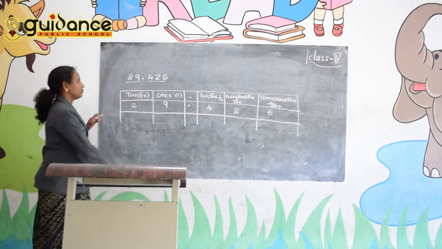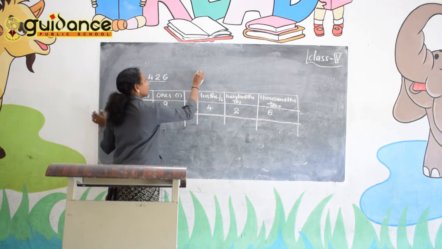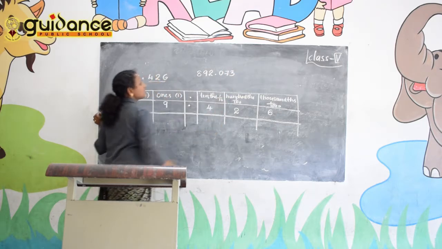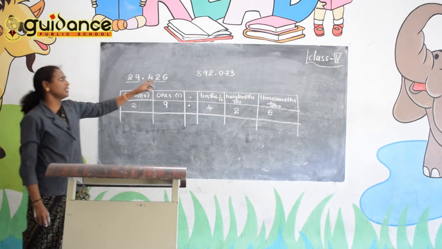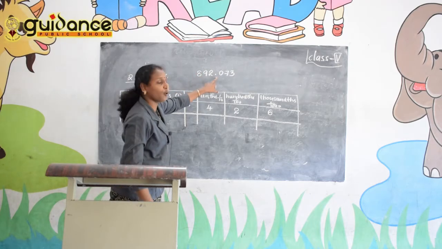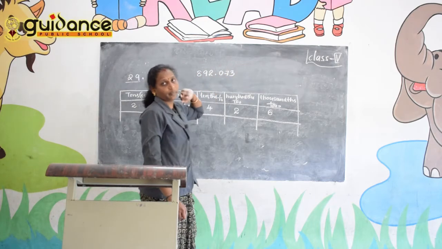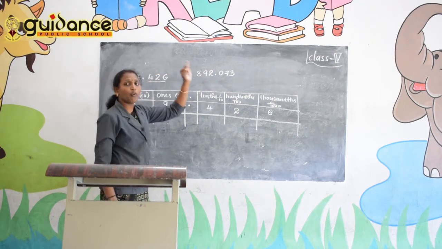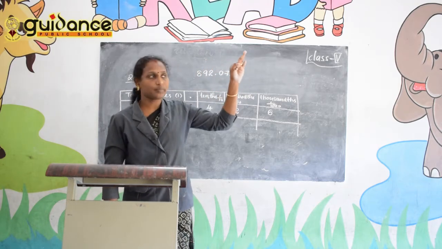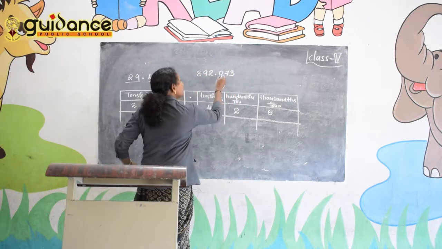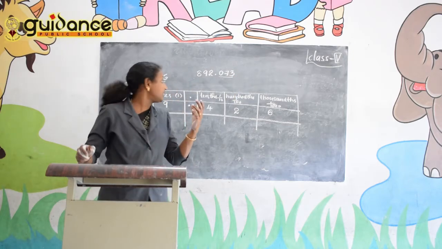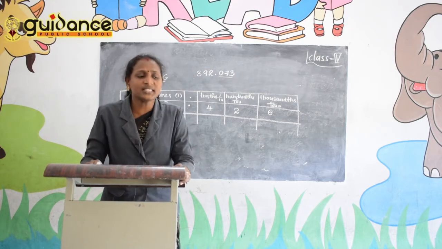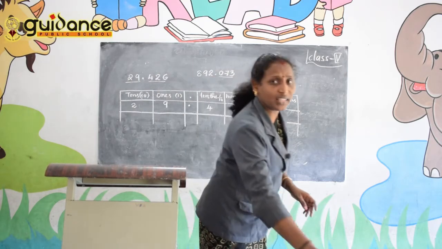So this is the place value chart representation of this number. Okay. The next, another question. How do you read this number? 892.073. In this question, the whole number part has 3 digits, that means ones, tens and hundreds. And the fractional part also has 3 digits. The digits are 0, 7, 3. The places are tenths, hundredths and thousandths.